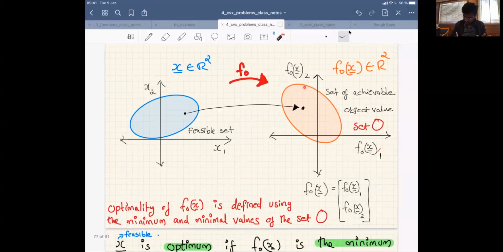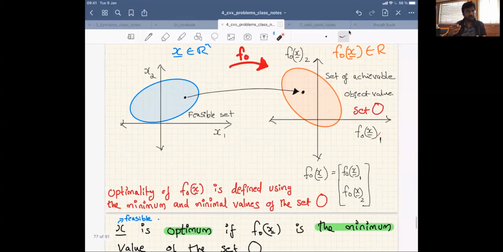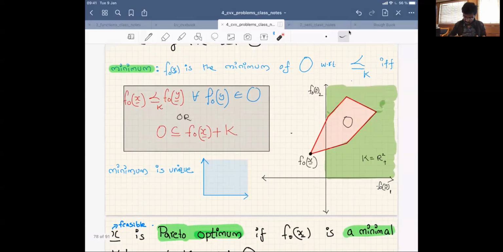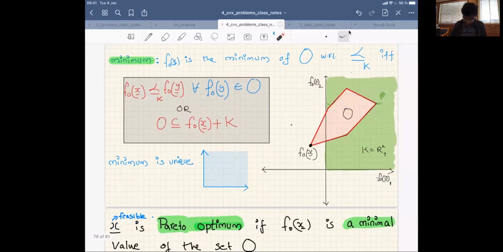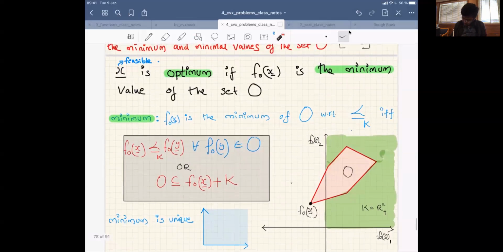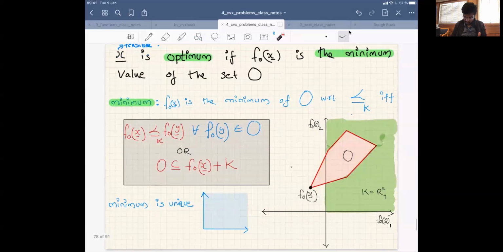This is a wrong figure to discuss the minimum, because there is no minimum in this. We have already seen this, but I will discuss it. For example, this is our O. Then you have to consider all the points, and the minimum point has to be less than all other points with respect to the cone. That's what we are saying.